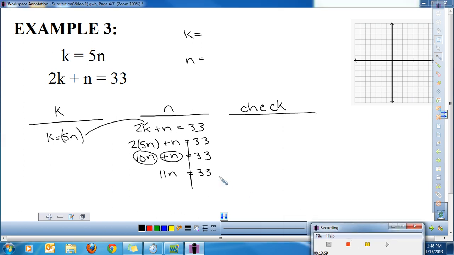Then how do I get n alone? Well, between 11 and n is multiplication, so to undo that I'm going to divide. These 11s cancel out. I'm left with n equals 3. Now I know that n is 3, so I'm going to find k. If I know n is 3, I can put 3 in for n. So I'm going to rewrite this, k equals 5, and using parentheses, I'm going to replace n with 3.